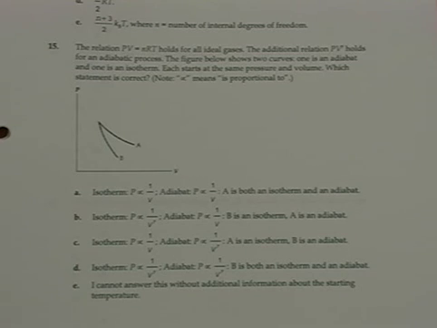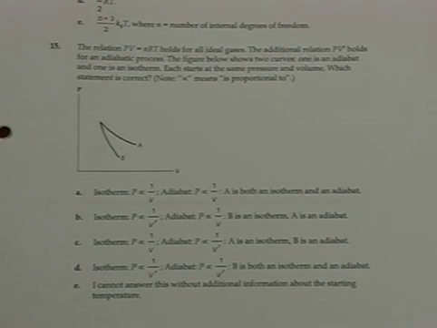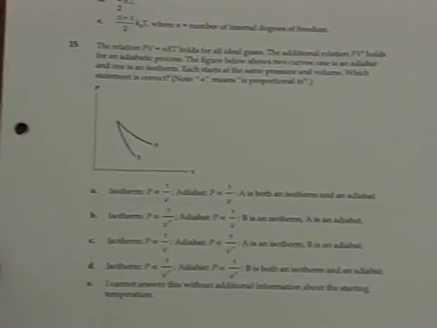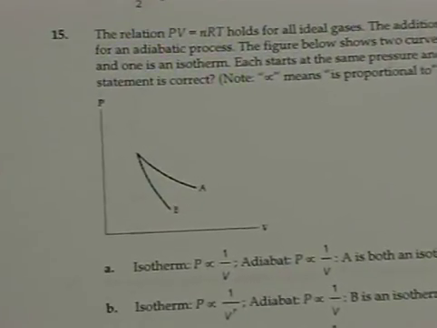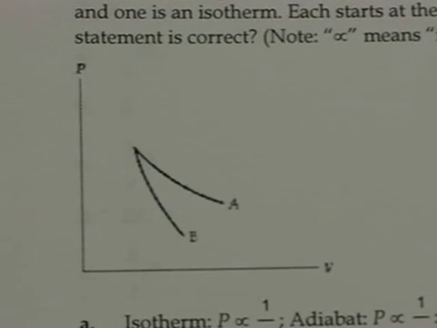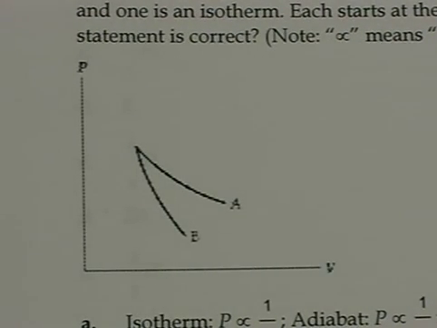Problem number 15. The relation PV equals nRT holds for all ideal gases. The additional relation PV to the gamma holds for an adiabatic process. The figure below shows 2 curves. One is an adiabat and one is an isotherm. Each starts at the same temperature, pressure, and volume. Which statement is correct? Note that alpha is proportional to. I'm going to think about that.